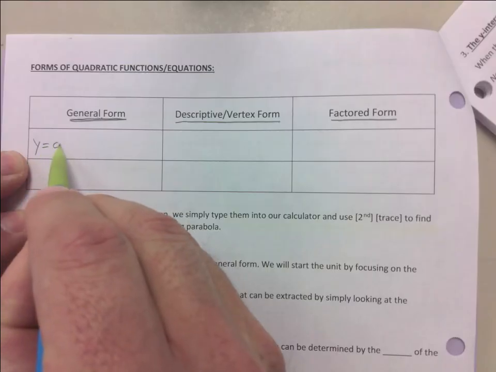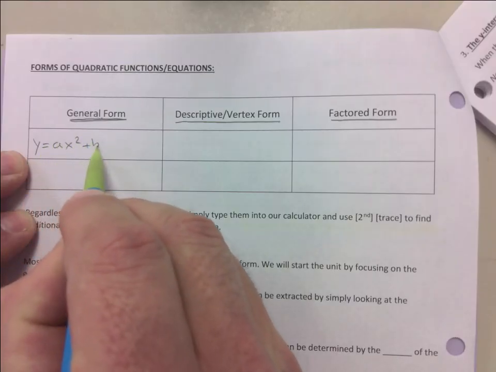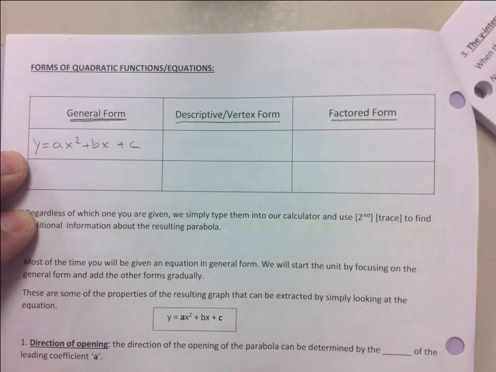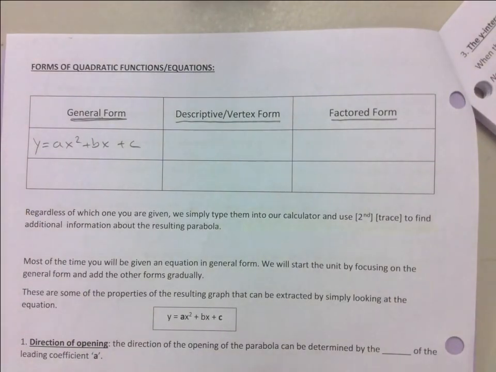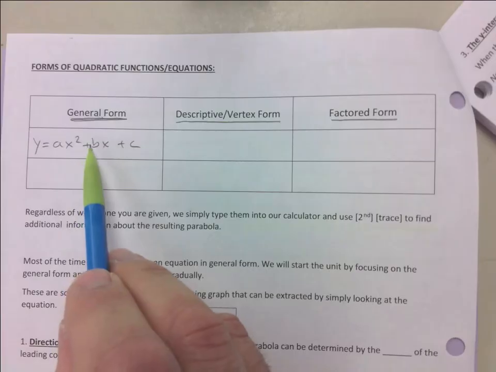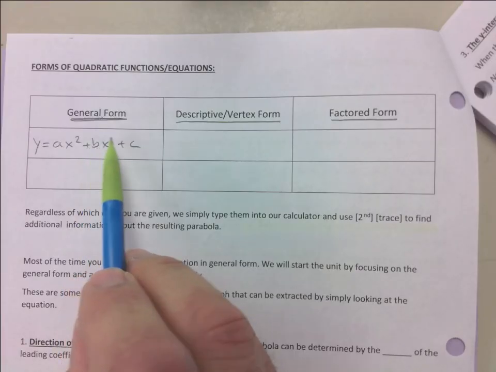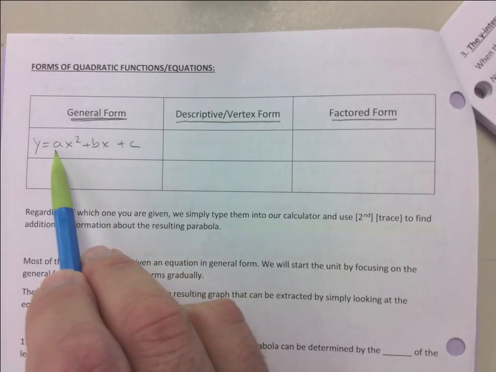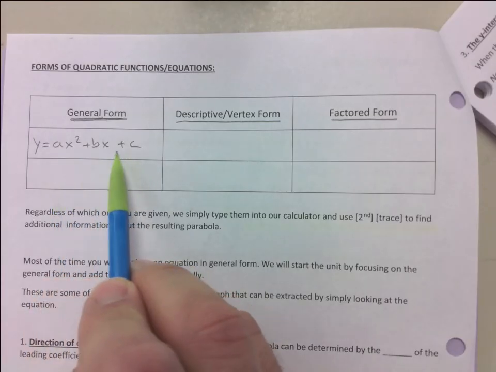So general form looks like this. y is equal to ax squared plus bx plus c. Mr. Dirksen, will always be plus, right? Because you're telling me that? No. b could be a negative. c could be a negative, a could be a negative, okay? But this is in general what it will look like.